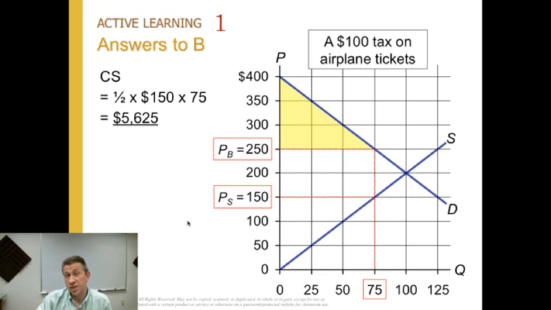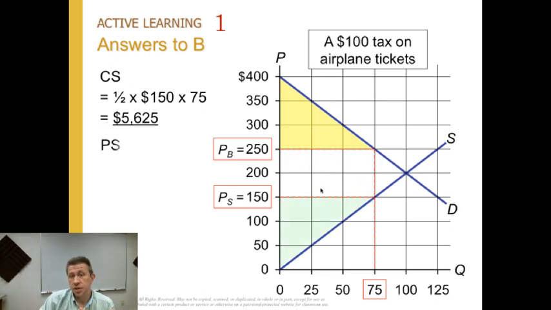What happens if you put the tax in place? Well, a $100 tax on airplane tickets drives a wedge between demand and supply, right? The price buyers pay is going to be more than the price that sellers receive. You see the wedge right in here, 250 and 150.